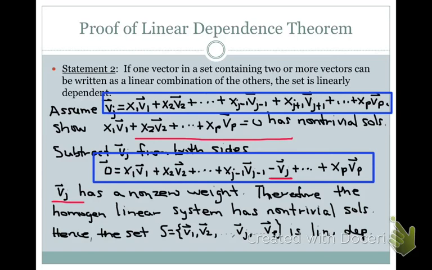Notice that the weight on vj, which here is an implied -1, is non-zero, which automatically means that all of the coefficients are not zeros. So we can say that that homogeneous linear system has non-trivial solutions. So we're really done, right? All we needed to show was that the homogeneous linear system had non-trivial solutions. We can therefore conclude by the definition of linear dependence that the set S is linearly dependent.